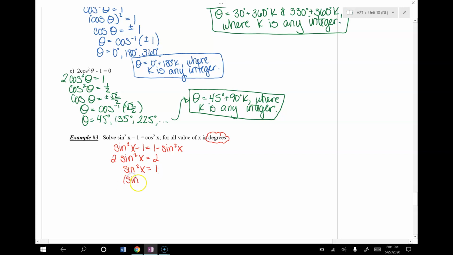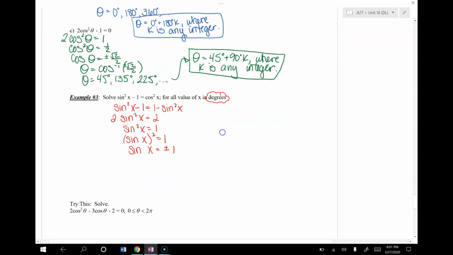I remember that this is the same as sine of x quantity squared, so I take the square root and I get sine of x is equal to plus and minus 1. I then have to take the inverse, so I get sine inverse of plus and minus 1, and I get x, remember, degrees, is equal to, the first place is 90 degrees, the next one is 270, and so forth. So I'm going to say that x is equal to 90 plus, they're separated by 180 degrees, k, where k is any integer.